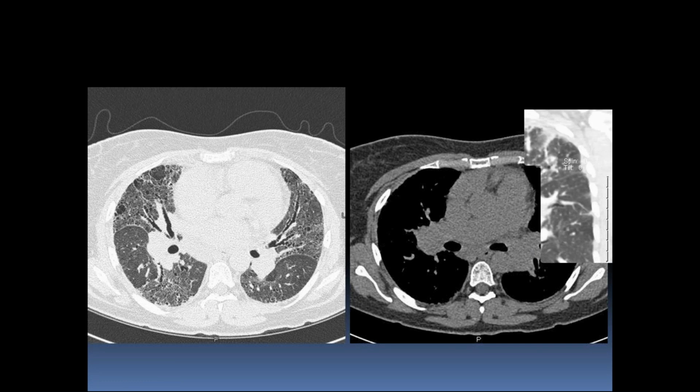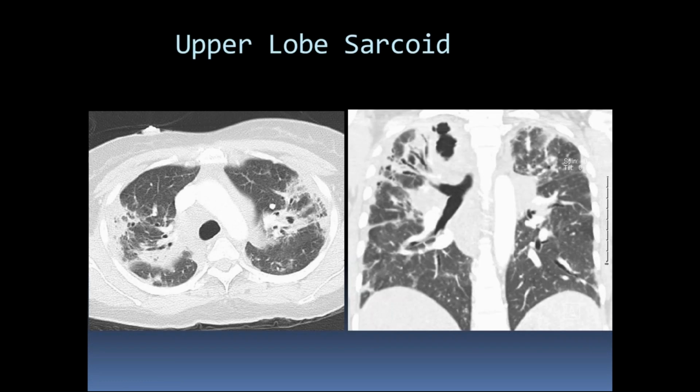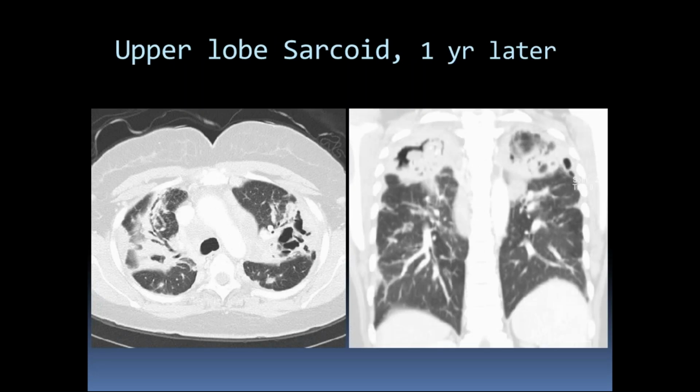All right, another upper lobe sarcoid. Now this is kind of interesting because I have kind of a pre and post image on this one, and so what you can see here is that there's a decent cavitary lesion within the right apex, and then you can see the other areas of bronchiectasis within the apices on the axial. So if we cut to 1 year later, you can see that there still is a fair amount of bronchiectasis. You can see the cavitation, but what happened in the right apex?